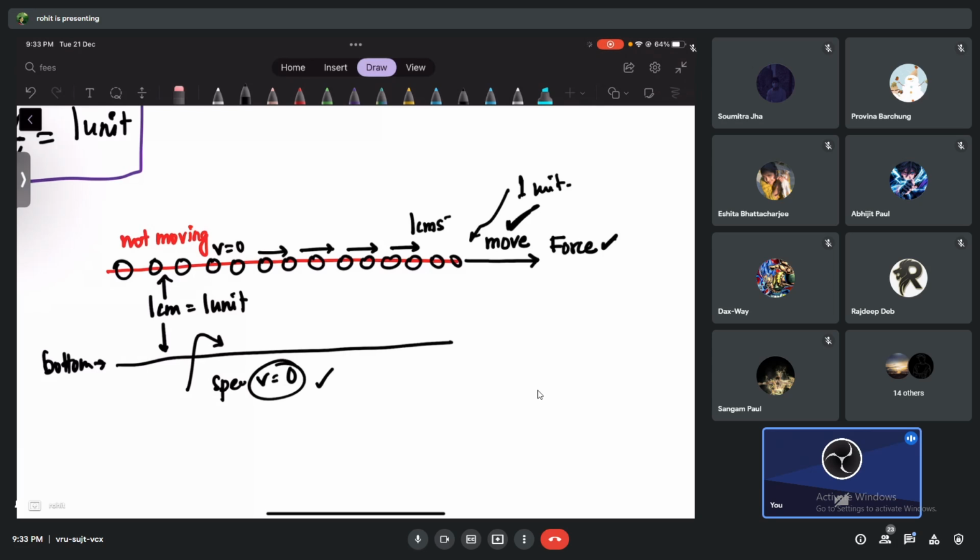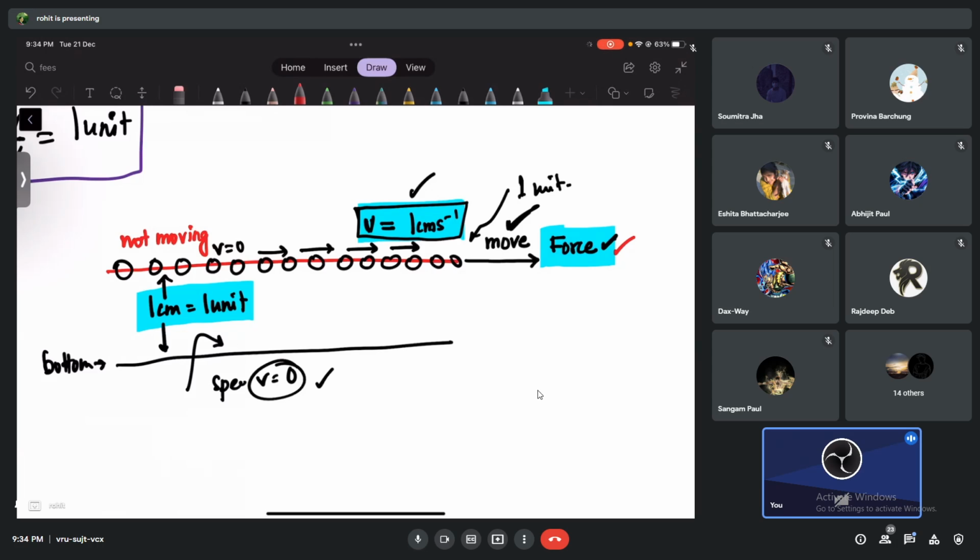I'm just making it 1 unit right now. 1 unit, doesn't matter. Okay, but right now the velocity is how much? 1 centimeter. Agreed with this? I think this part is clear. I want it to move with how much speed? 1 centimeter per second. This layer is at a distance of 1 centimeter from the bottommost layer, and definitely I need to apply what? Force. Think and tell me.